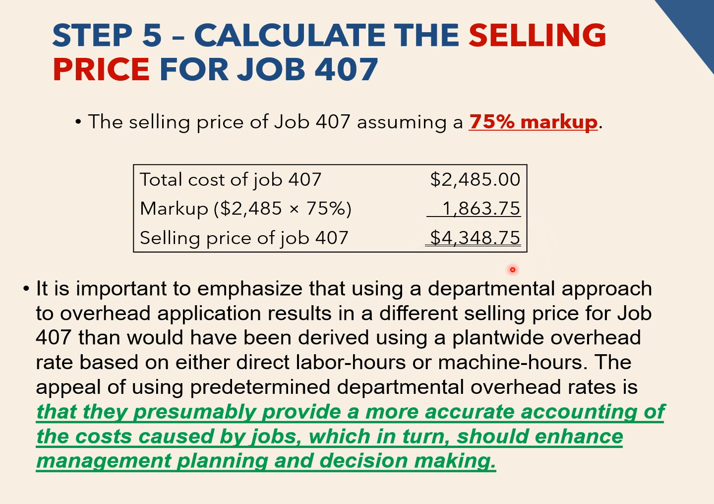This is the answer. It is important to emphasize that using a departmental approach to overhead application results in a different selling price for Job 407 than would have been derived using a plant-wide overhead rate based on either direct labor hours or machine hours. The appeal of using predetermined departmental overhead rates is that they presumably provide a more accurate accounting of the costs caused by jobs, which in turn should enhance management planning and decision making.